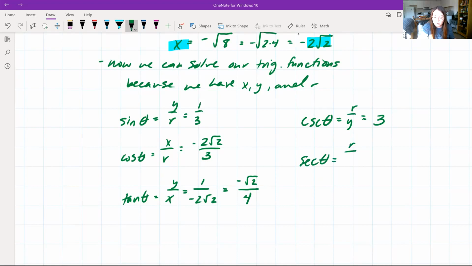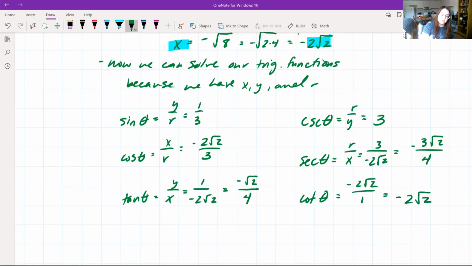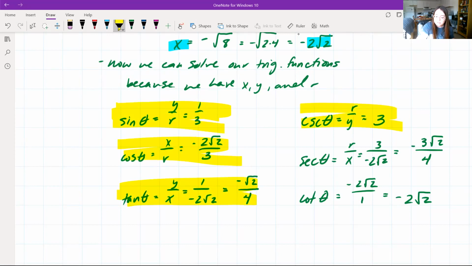Secant of theta, which is r over x. So this would be 3 over negative 2 square root 2. Multiply the top and bottom by the square root of 2. And this is going to end up giving us negative 3 times the square root of 2 over 4. Then cotangent of theta is going to end up being negative 2 square root of 2 over 1, which just simplifies to negative 2 times the square root of 2. So these would be the values of our 6 trigonometric functions.